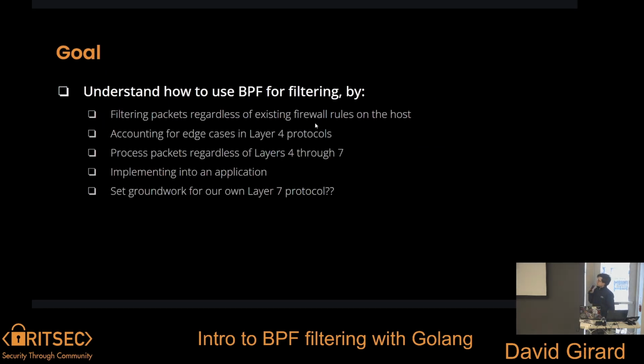The goal for this presentation is to understand how to use BPF for filtering by first looking at how we filter packets. Once we know how to filter packets, how do we go through edge cases? Once we know that, how can we actually do something cool? For me, that meant processing packets regardless of whether the packet was TCP or UDP, and regardless of which layer 7 protocol, in other words which port it came across. How do we put that into an application? And then how do we set the groundwork for making our own protocol at layer 7 to do some pretty swifty things?